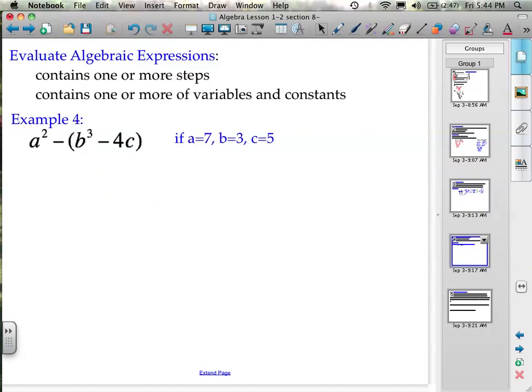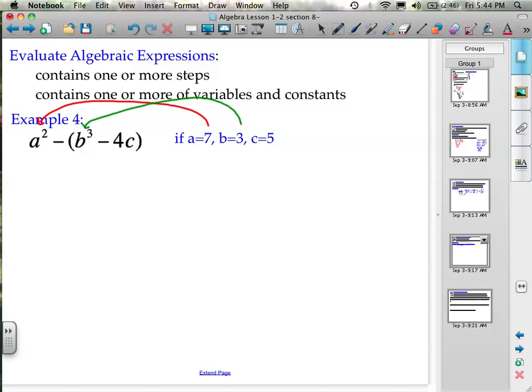Now, here's the word evaluate. Remember, evaluate means solve for. Algebraic expression. Remember, an algebraic expression is a mathematical expression that includes variables. So, we have an example here: a squared subtract the quantity of b cubed subtract 4c. Now, what you first need to do is substitute in your values. We know that a is 7. We know that b is 3, and c is 5.